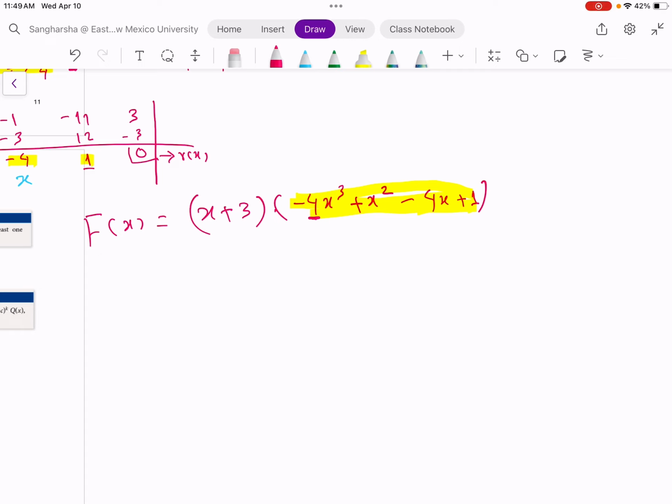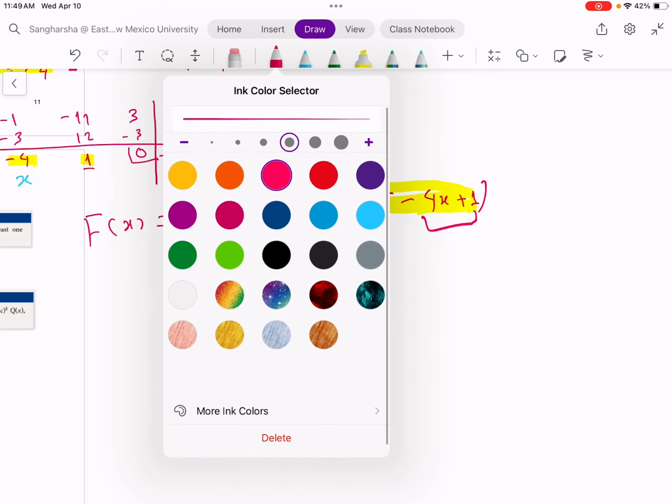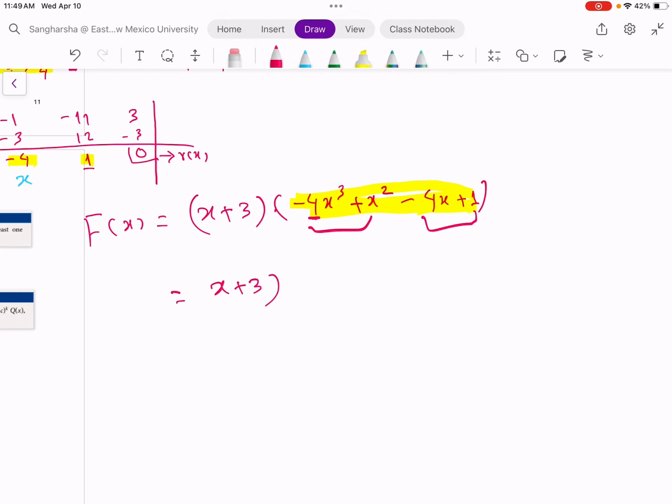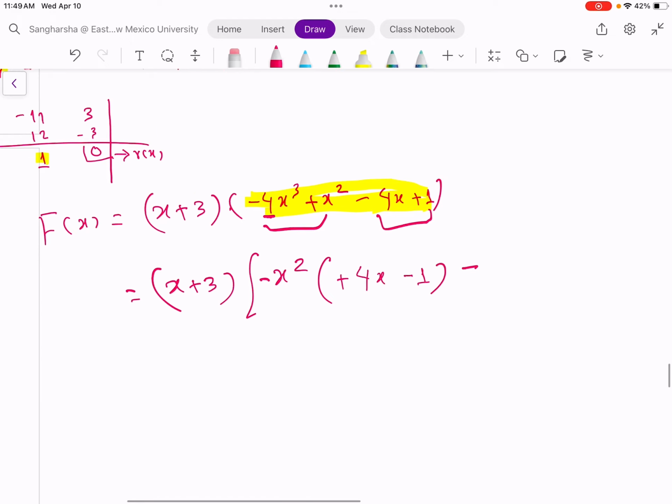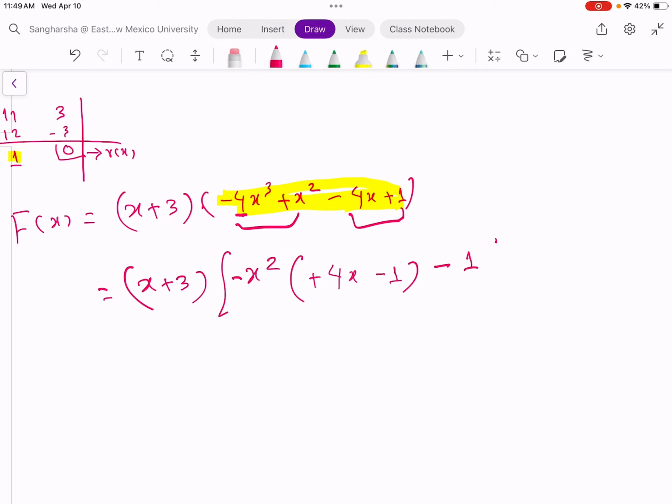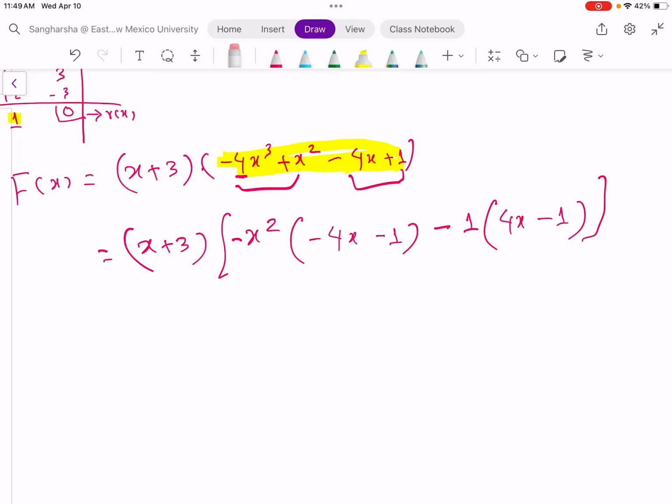Okay, so we have the 4 terms. Let's make a pair of the first 2 terms and the last 2 terms, if this helps us here. In the first 2 terms, we have x square common, or we can just factor out a negative x square. If we factor out a negative x square, we have positive 4x, negative 1. In the last 2 terms, let's factor out a negative 1. If we factor out a negative 1, we have 4x negative 1. This is helping us here. That's good. Now we have a common factor, 4x minus 1, 4x minus 1.